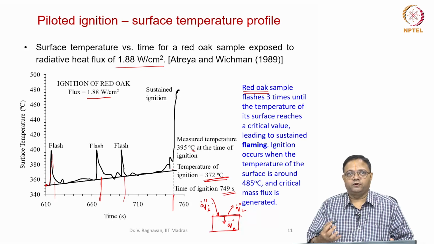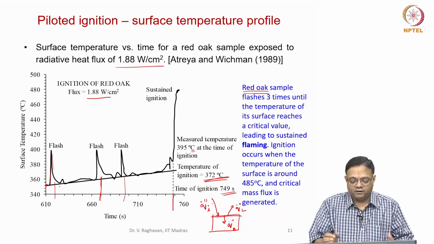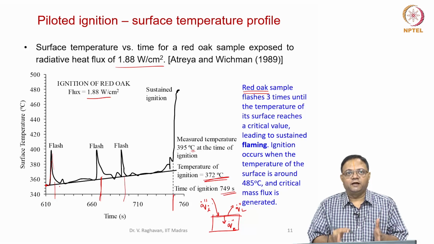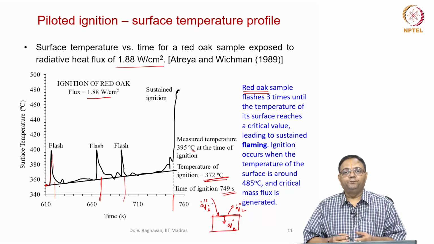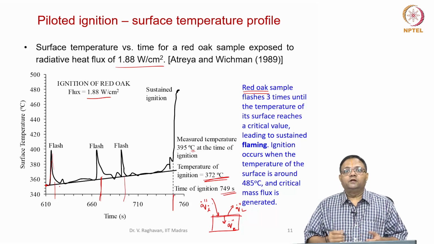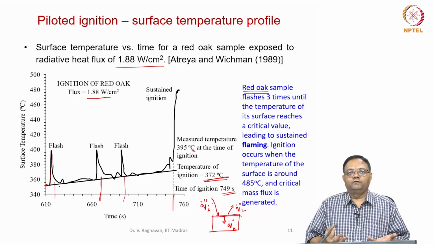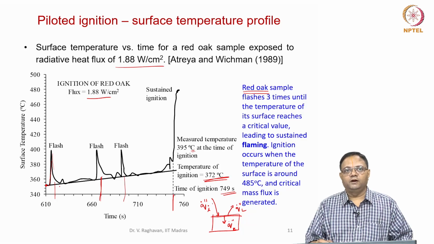Now, as a consequence of higher heat flux, the surface temperature reaches the value of 350 degrees much faster. Do you understand? So, the ignition delay will reduce when you increase the heat flux. Do you understand?